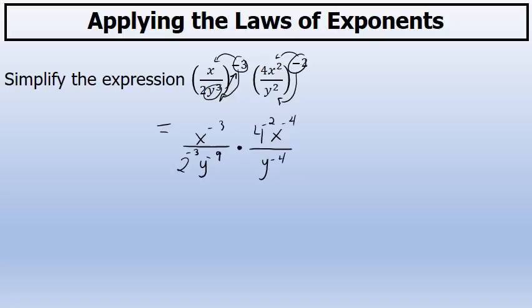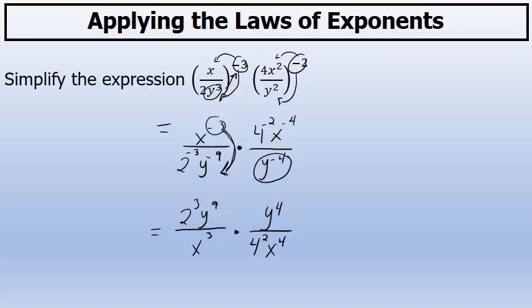At this point, we can see that every factor in both fractions is raised to a negative power. So what I'll do is rewrite these without negative exponents. The first fraction becomes 2 cubed y to the 9th over x to the 3rd. And the second fraction becomes y to the 4th over 4 squared x to the 4th. For every factor, because it was raised to a negative power, it moved to the other side of the fraction bar. Those factors in the numerator with negative exponents move to the denominator, and all factors with a negative exponent in the denominator move to the numerator.